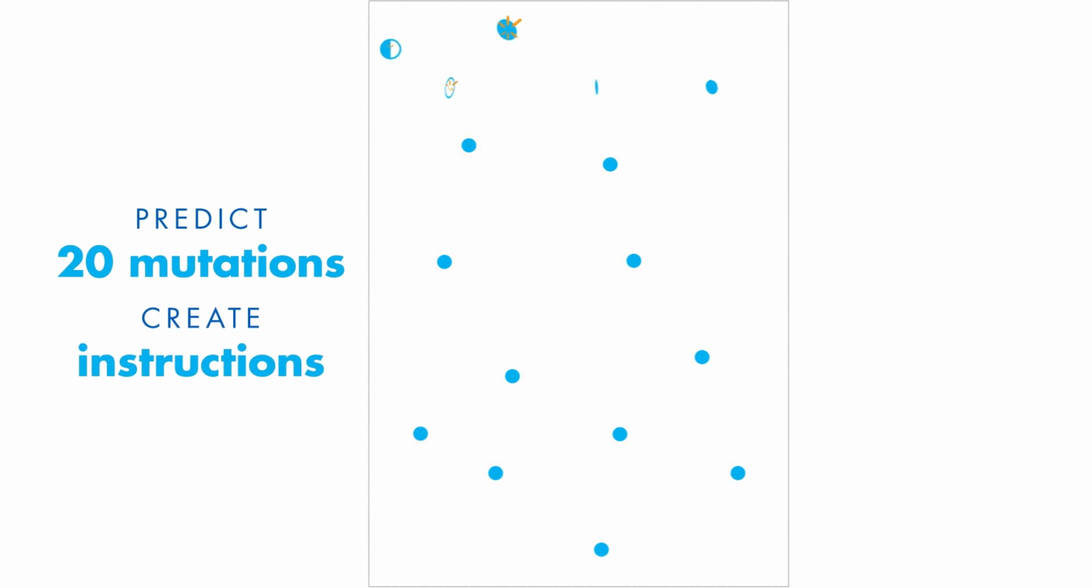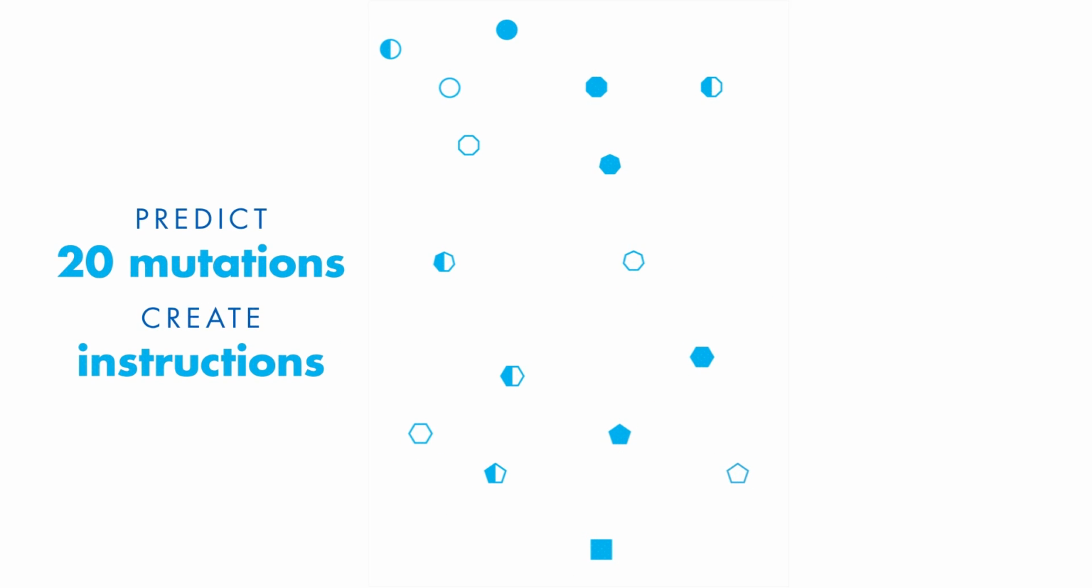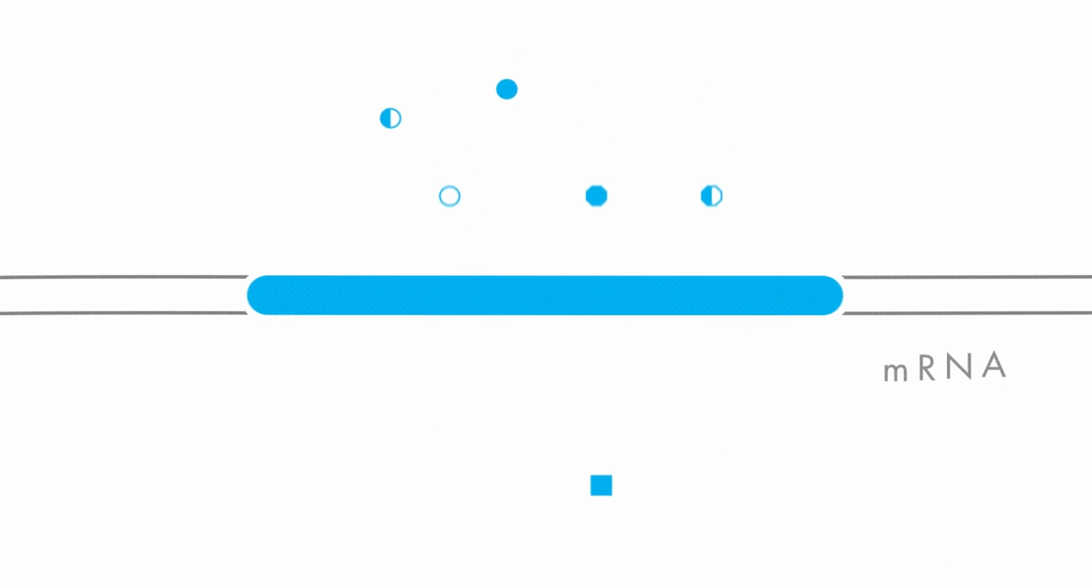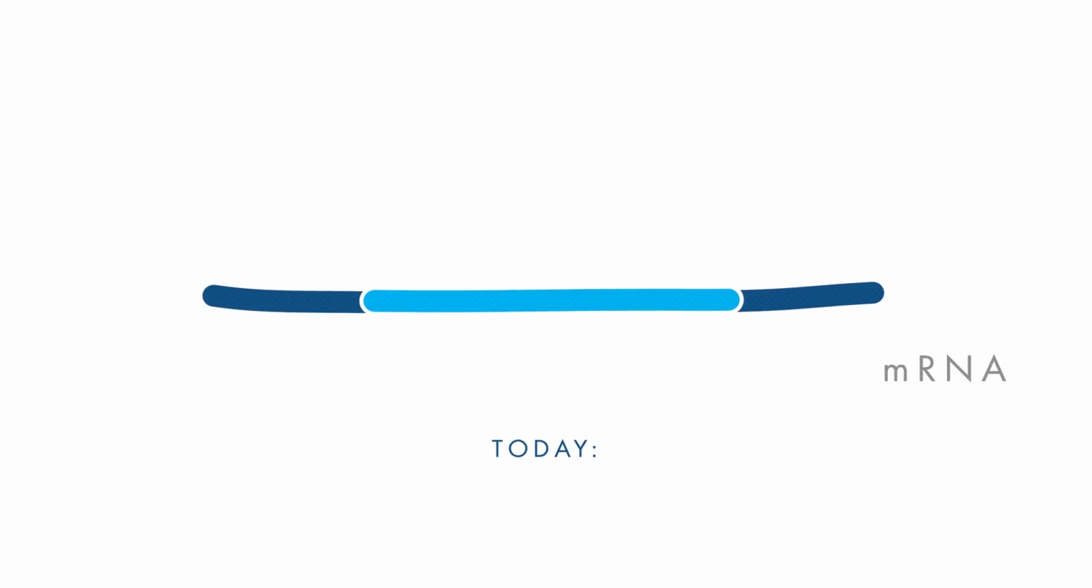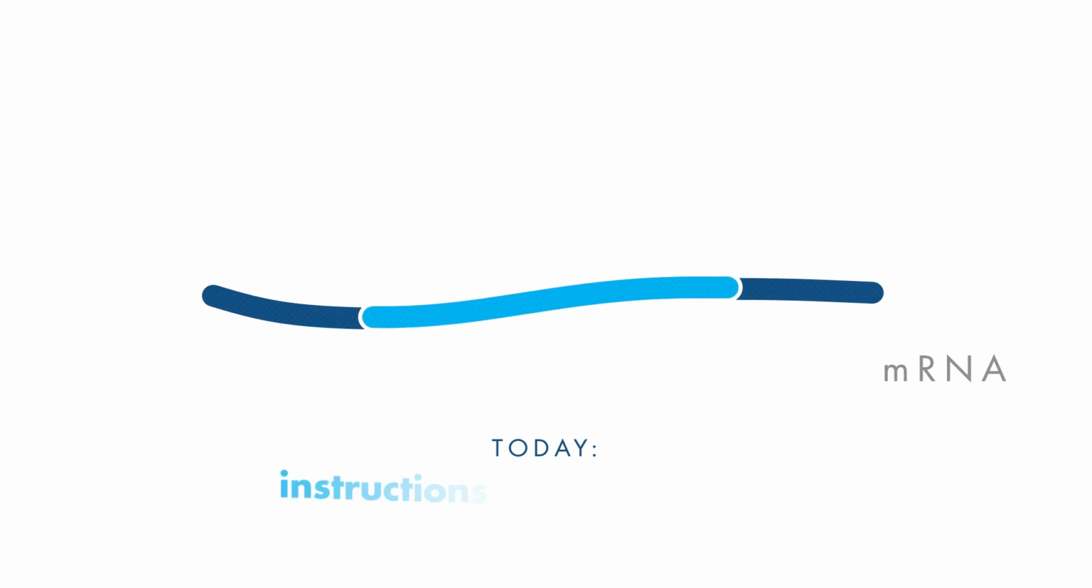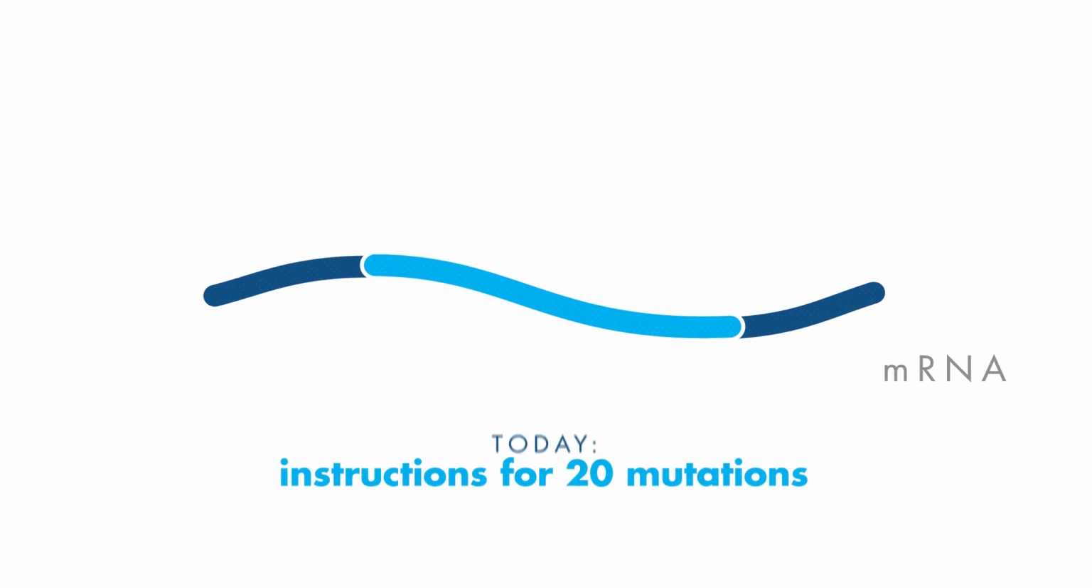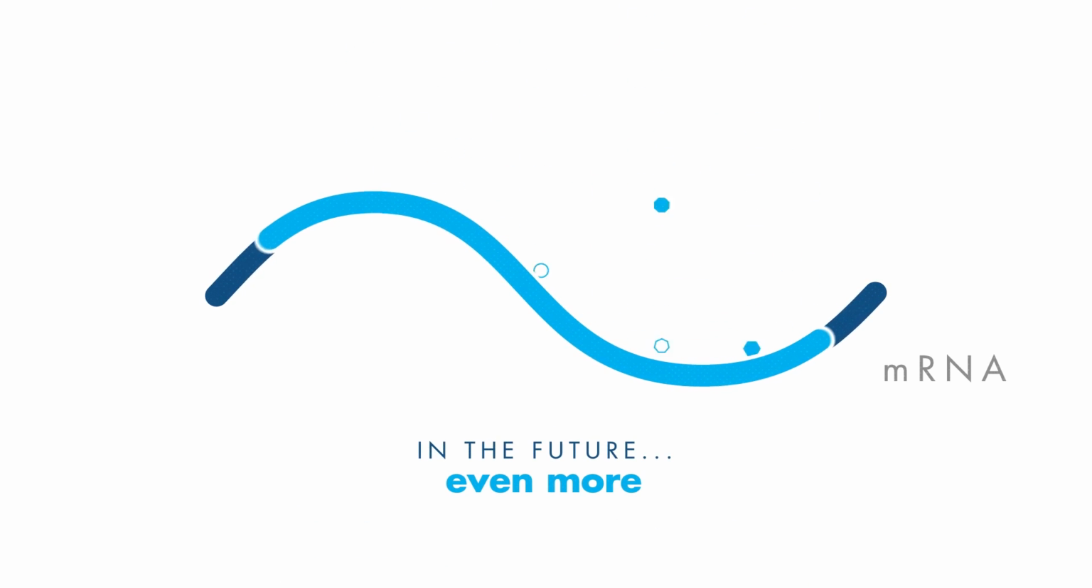Next, we create instructions that encode for each of these mutations. We load all of these instructions onto a single molecule of messenger RNA, or mRNA, and this is what makes up the patient's personalized cancer vaccine. Currently, each personalized cancer vaccine includes instructions for 20 mutations. We are working to add even more instructions in the future.